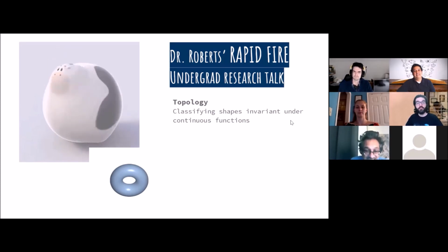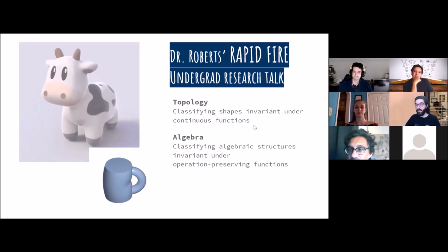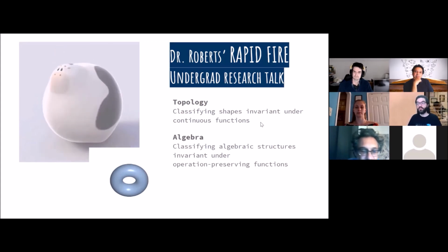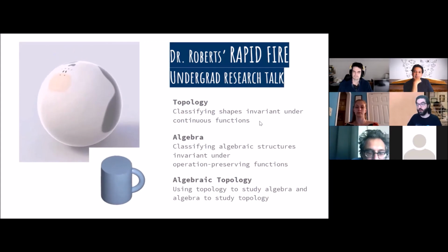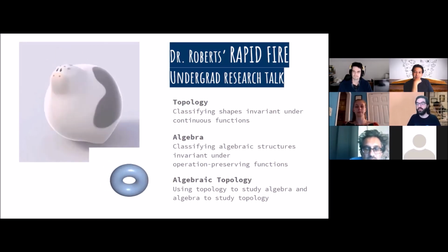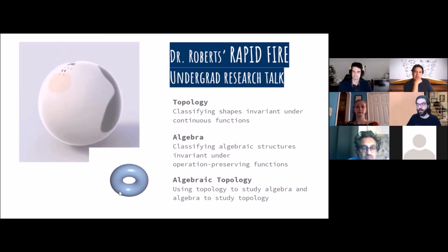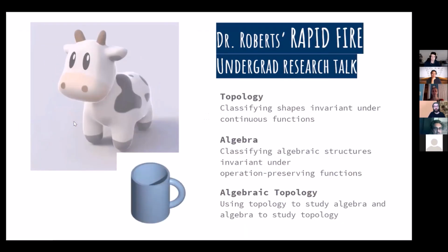My research covers topology, which, as Brittany mentioned, looks at roughly classifying shapes that are invariant under continuous functions, and algebra, which is classifying algebraic structures invariant under operation preserving functions. Put them together, and you have algebraic topology, which uses topology to study algebra and algebra to study topology. I have these two canonical pictures: the coffee cup turning into the donut, and the blown up cow turning into a ball, which is my new favorite one.